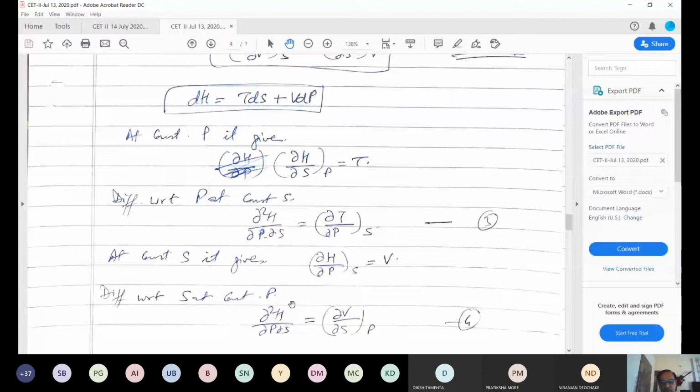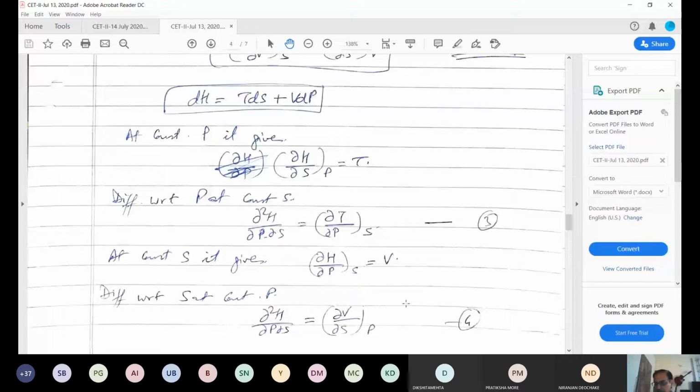We did similar to what we did for internal energy. First we take constant pressure, second time we take constant entropy for the first equation, or equation 3. Then we take constant entropy and then constant pressure for equation 4. And if you compare these two equations, equations 3 and 4, the left hand side is the same, so the right hand side has to be equal.